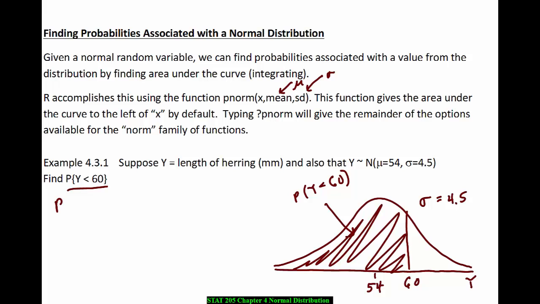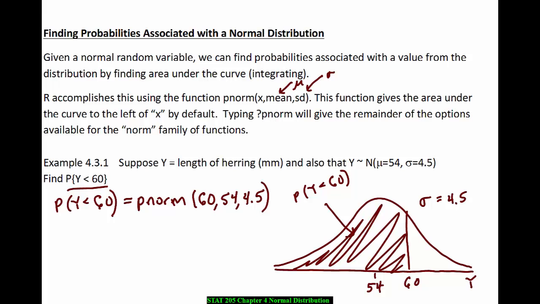Well, that's going to be our p-norm function, because it gives us the area to the left of something. And we want to go to the left of 60, so that's our first thing in our parentheses, in a distribution that's centered at 54 with a standard deviation of 4.5.